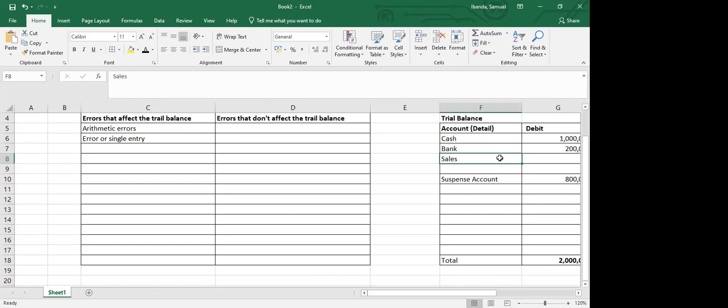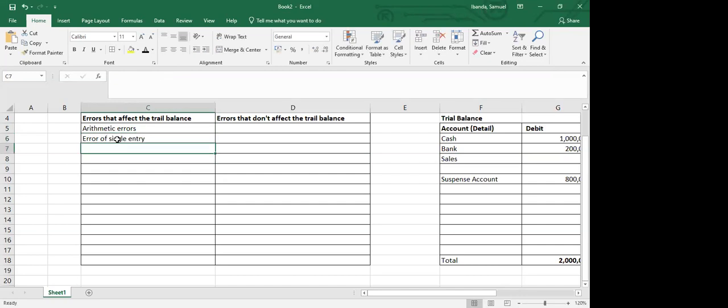Single entries are common with sole proprietors, and that's why we have another topic that looks at single entry transactions and how we can prepare financial statements from them. So we can have arithmetic errors, we can have errors of single entry.